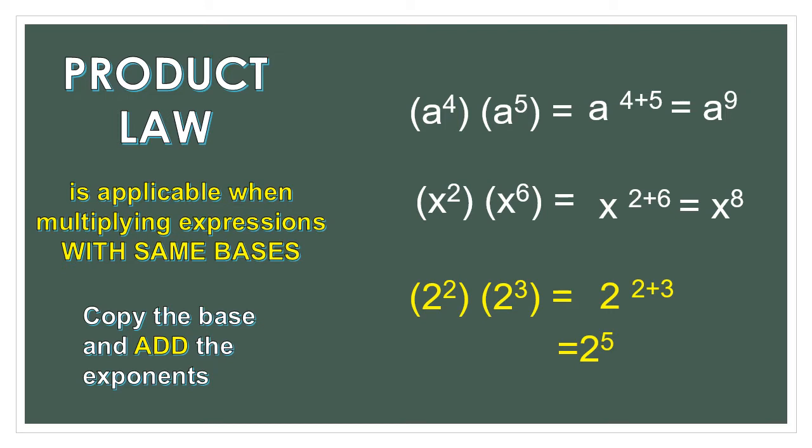So we're going to evaluate this to find the value of 2 raised to the fifth power. So, pag sinabing 2 raised to the fifth power, ibig sabihin nun, we are multiplying the base by itself 5 times. So we have 2 times 2 times 2 times 2 times 2, and that is equal to 32.